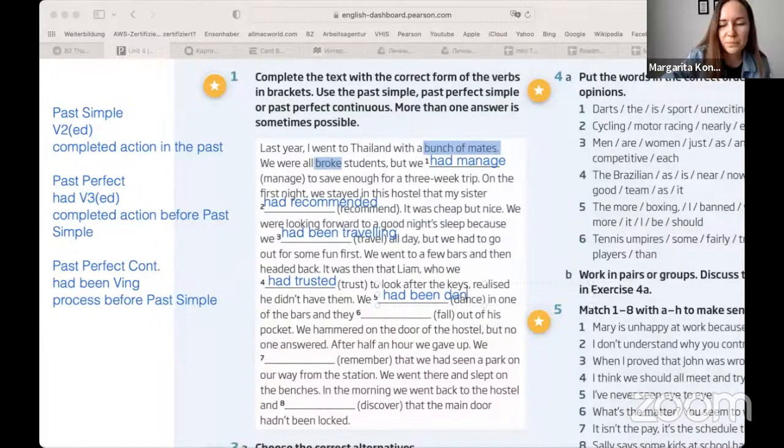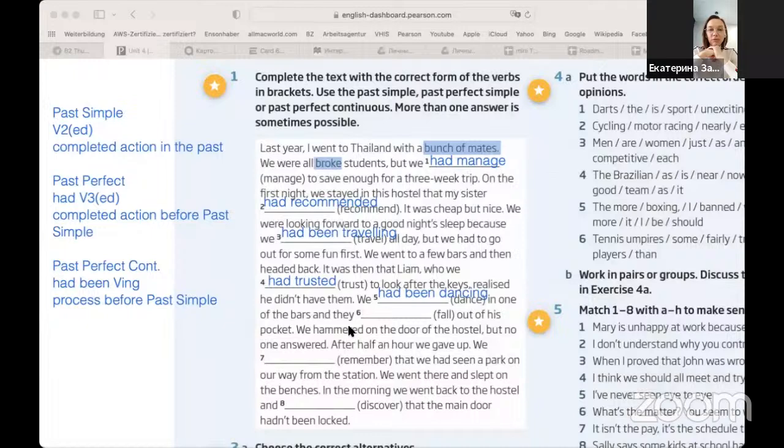Fallen. Okay. Fall, fell, yes. Fallen. Exactly. What form do you choose? Or had fallen. Had fallen, probably. Had fallen, okay. All right. Had fallen out of his pocket.